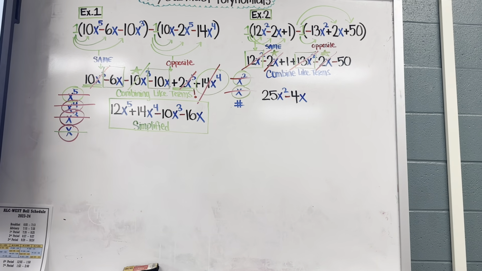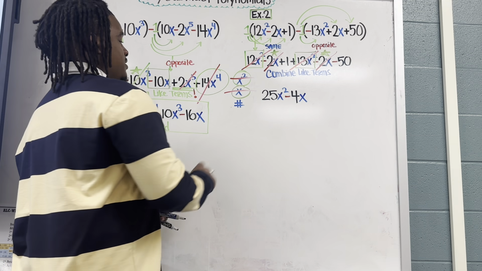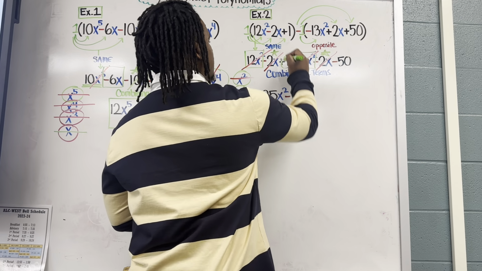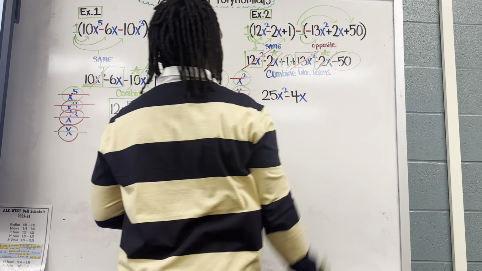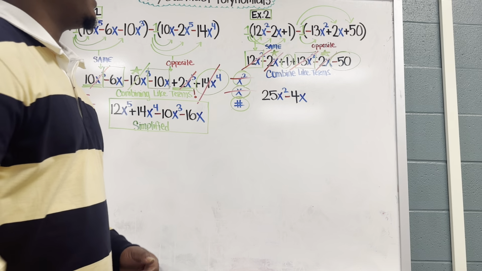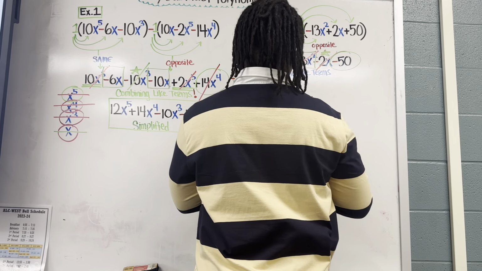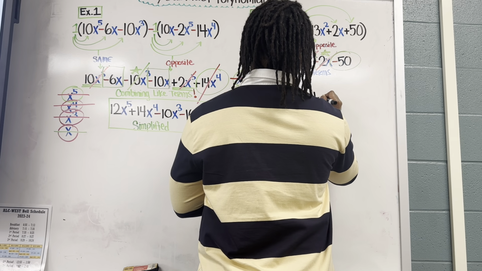Now the last thing, guys, is just numbers, the constants that we have, which is a positive 1 and a negative 50. 1 minus 50 is a negative 49, or a minus 49.